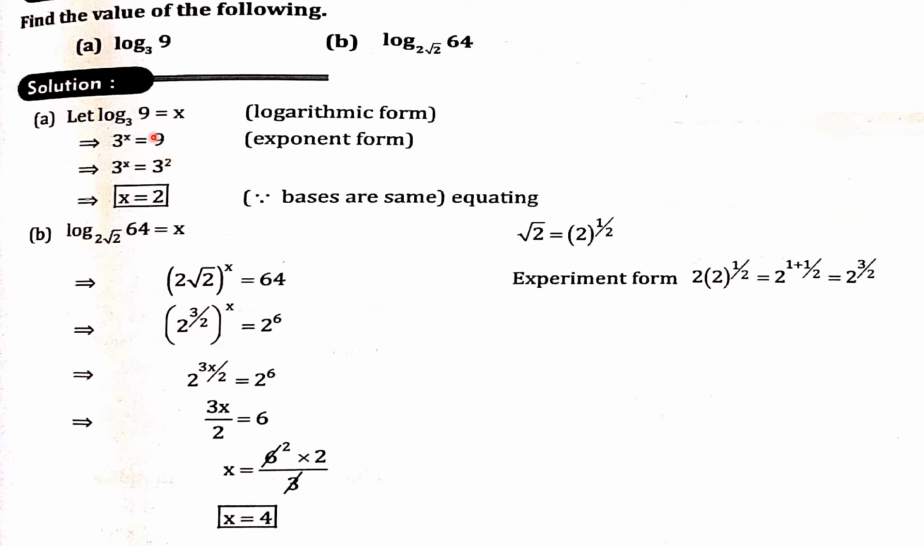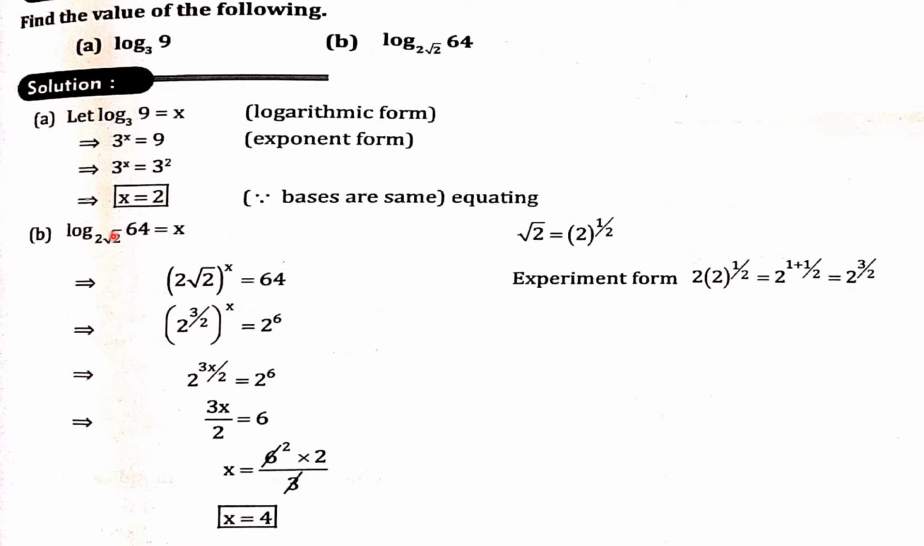Here, if you have log 9 to the base 3 equal to x, how are you supposed to solve it? First convert it into exponent form: 3 to the power x is equal to 9. 3 to the power x is equal to 9 can be written as 3 to the power 2. The bases are equal, so you equate the powers: x is equal to 2.